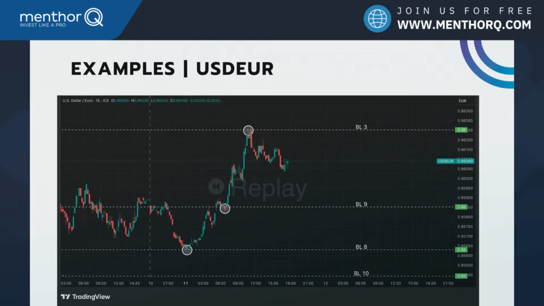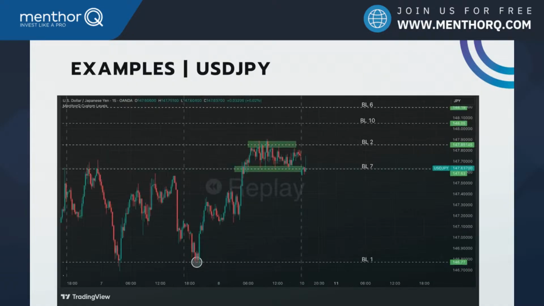Same thing on euro. So here we have a reversal trade at around BL8. The price moved, stalled around BL9 and went all the way up to BL3 and then reversed back. So you could have taken a trade at BL8, you could have taken partial profit at BL9, and you could have taken full profit at BL3, or you could have also potentially taken a reversal trade at BL3 at the top when the price action would align with your strategy.